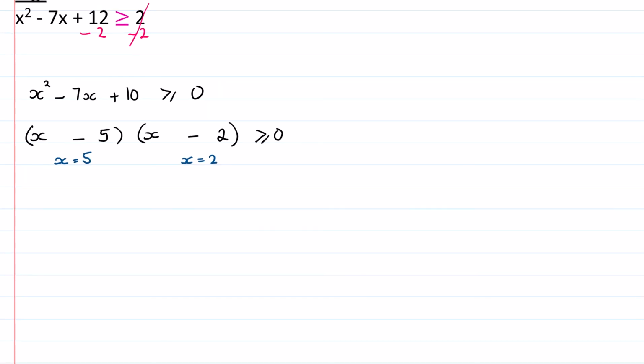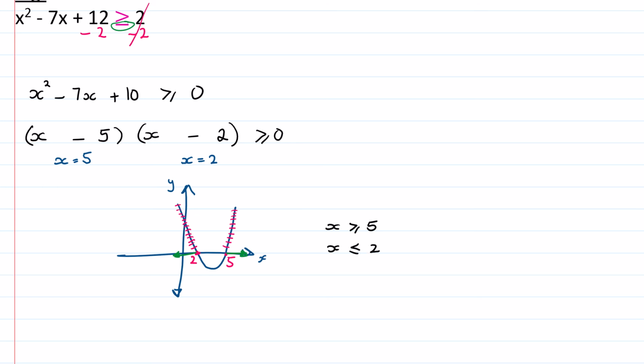And we are going to sketch the graph. And it's going to be 2 and 5, and it's bigger than. So these are the values that give positive values for y. That's the section that gives positive values for y. So that's bigger than 5 in this direction, smaller than 2, and also there's an equal, so we're going to add that. So x is bigger than or equal to 5, x is smaller than or equal to 2.